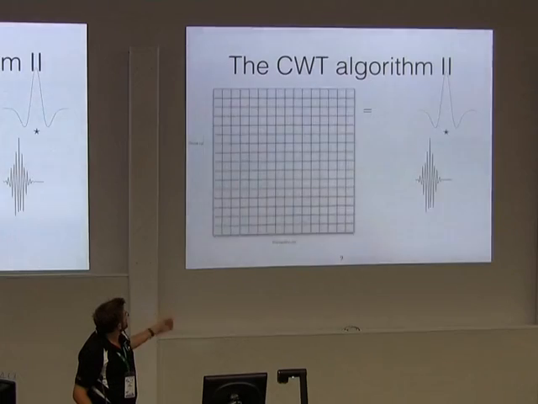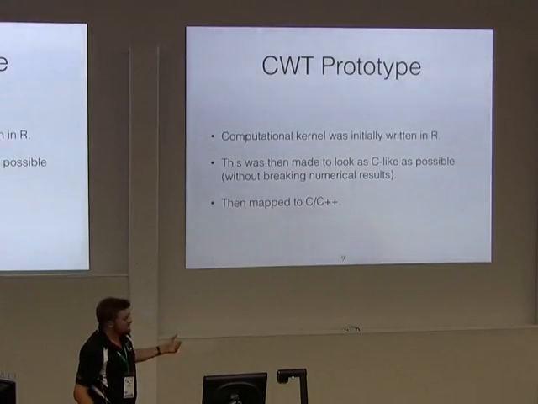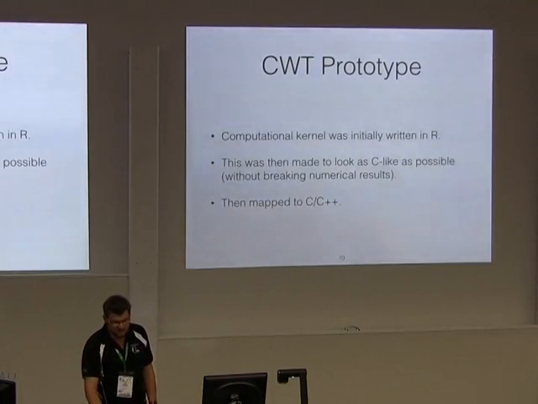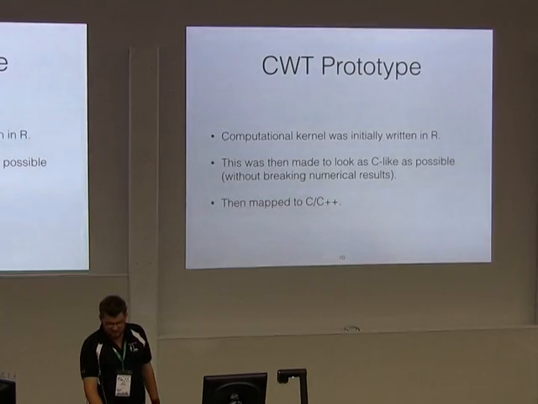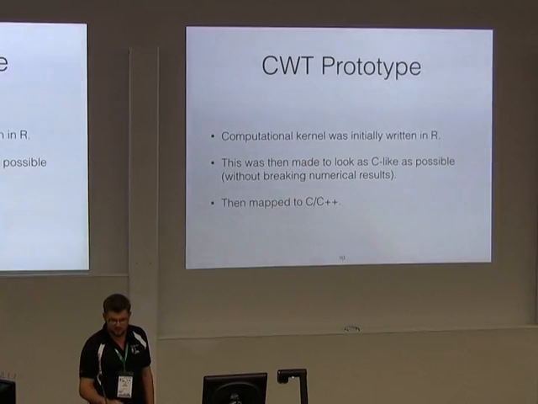And then we'd store that result for that unique scale and translation. Okay, so the computational kernel was initially written in R, and then I tried to make this as C-like as possible, even though R is terrible at doing iteration. They even say in their documentation, do not use iterative methods in R. So then I mapped it to C++.